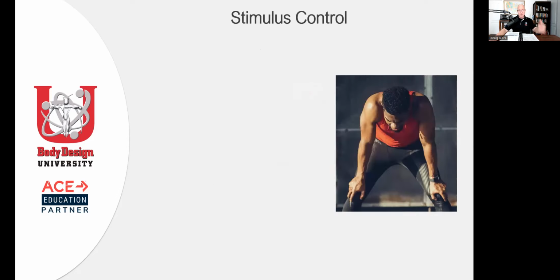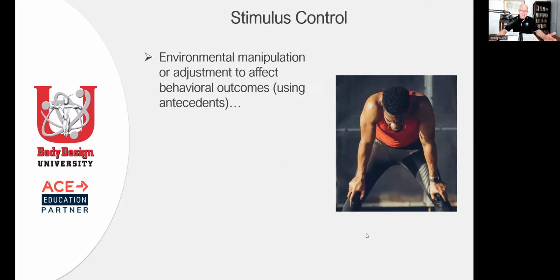So stimulus control versus counter conditioning. The basic definition of stimulus control is environmental manipulation or adjustment. You're doing things to the world that you live in to affect behaviors. Now, I guess that's a pretty decent definition. If you go to page 83, ACE will talk about operant conditioning and move into what are known as antecedents. And for the most part, this type of influence by antecedents on behavior is called stimulus control.